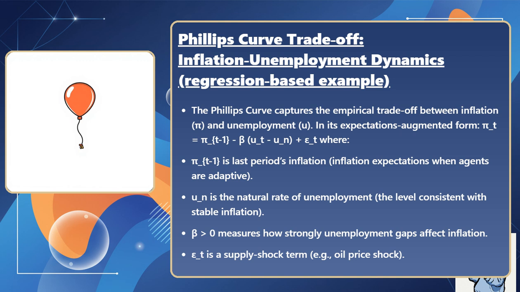The Phillips curve captures the empirical trade-off between inflation, pi, and unemployment, U, in its expectations-augmented form. Pi sub t equals pi sub t minus 1 minus beta times (u sub t minus u sub n) plus epsilon sub t, where pi sub t minus 1 is last period's inflation, which represents inflation expectations when agents are adaptive. U sub n is the natural rate of unemployment, the level consistent with stable inflation. Beta greater than 0 measures how strongly unemployment gaps affect inflation. Epsilon sub t is a supply shock term, for example, an oil price shock.